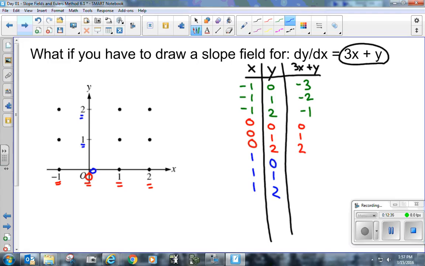So when x is 1, with y of 0, 1, and 2: if I take my x as 1 and I multiply it times 3, I'm always going to start with 3 plus whatever my y value is. 3 plus 0 is 3. 3 plus 1 is 4. 3 plus 2 is 5.